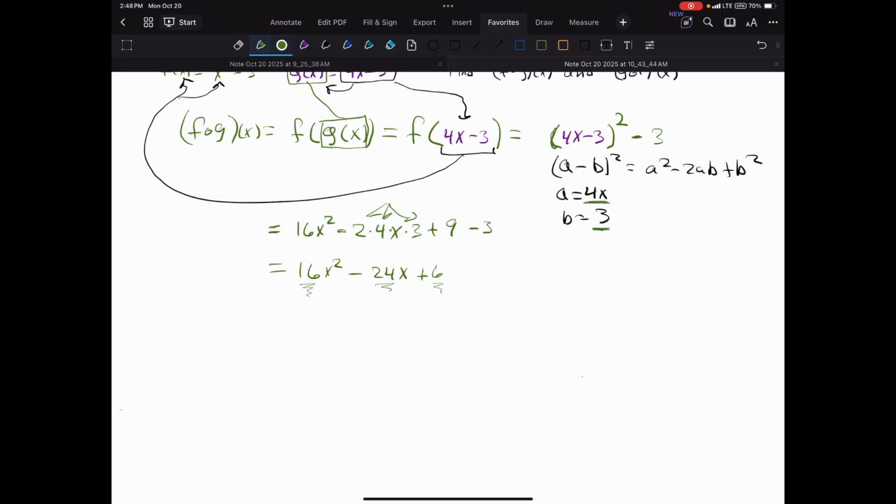And my 16, it's 4 squared, so it's all 2s. It's 2 to the 4th. And so I can't pull a 3 out, but I can pull a 2 out front. And so what am I going to end up with? I'm going to end up with 2 times, and I have 8x squared minus 12x plus 3.